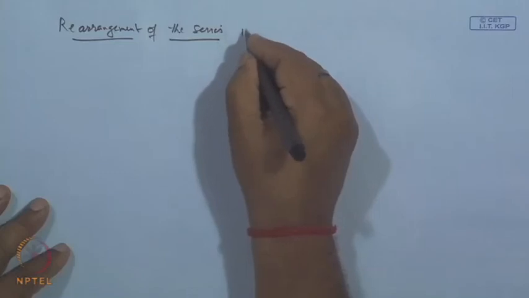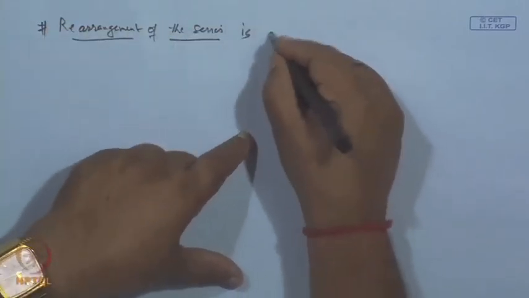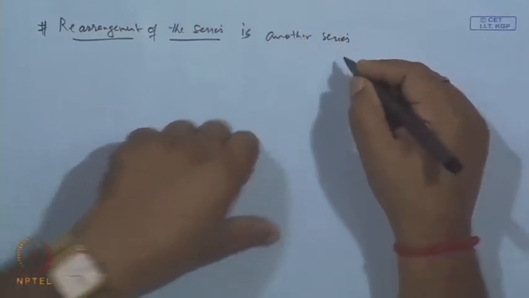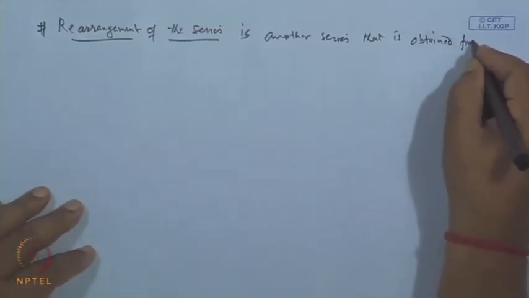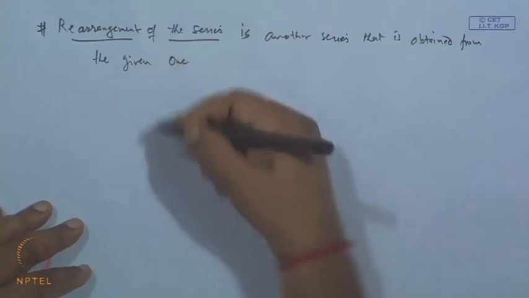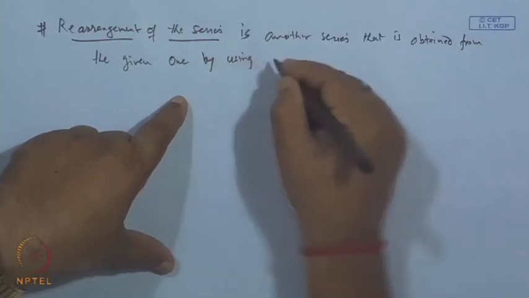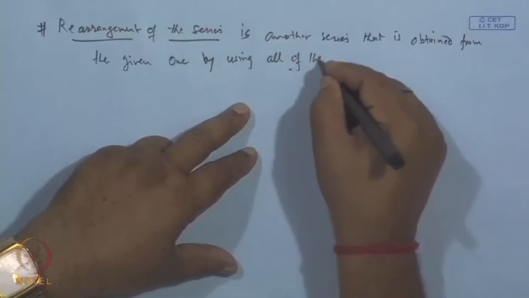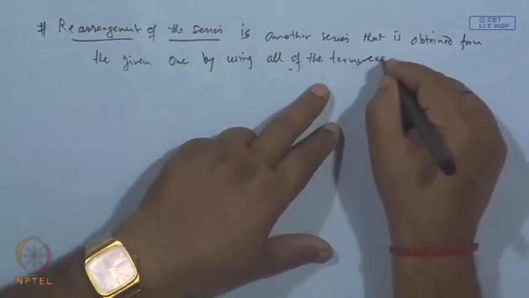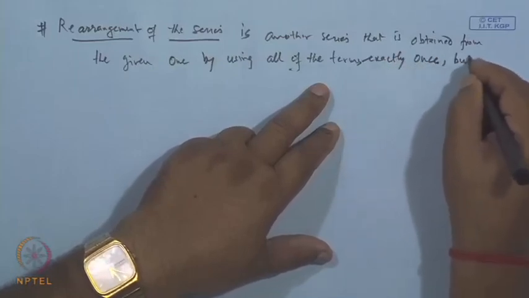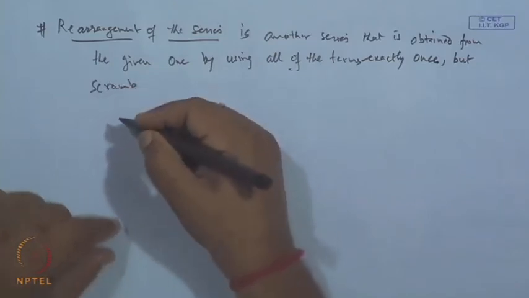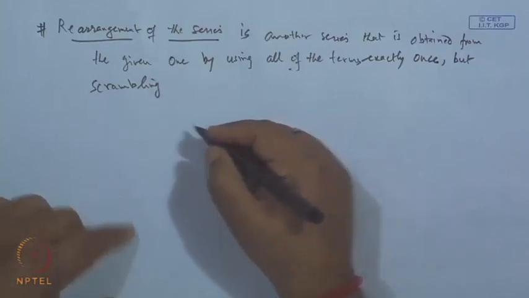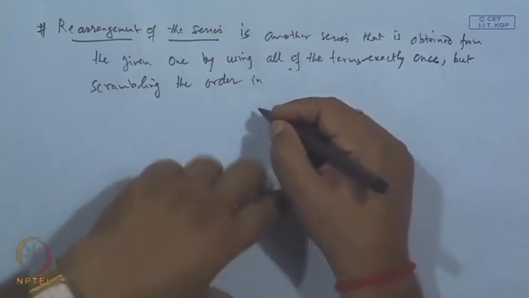So, what is a rearrangement? Let me define it. A rearrangement of a series is another series that is obtained from the given one by using all of the terms exactly once, but scrambling the order in which the terms are taken.